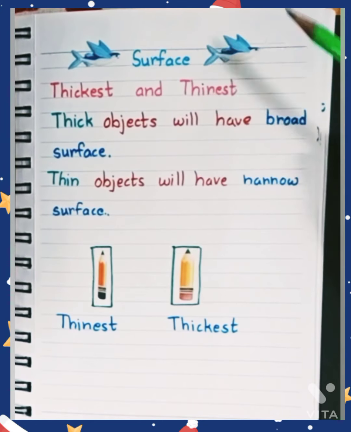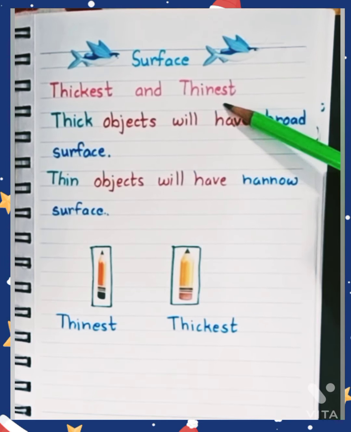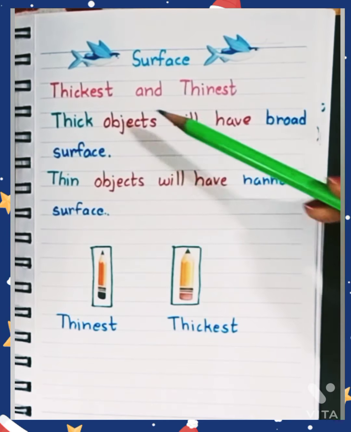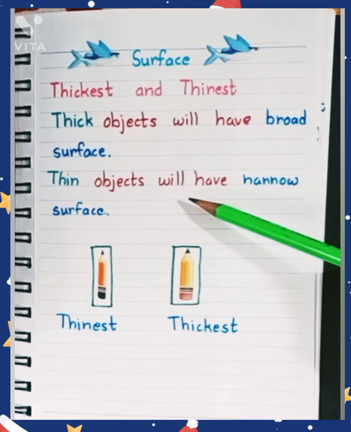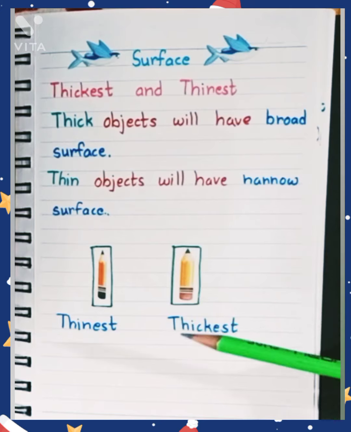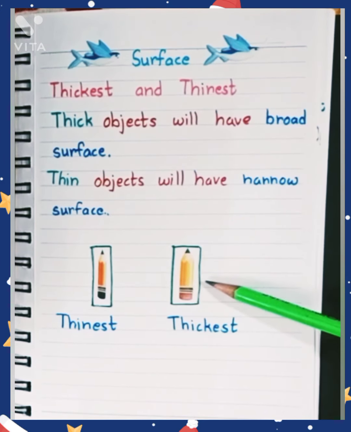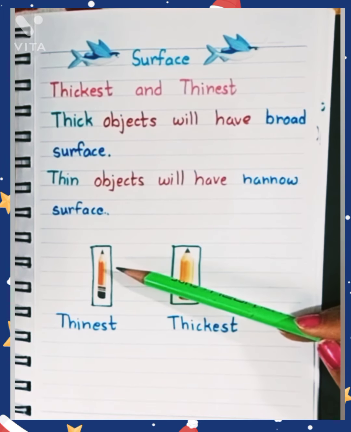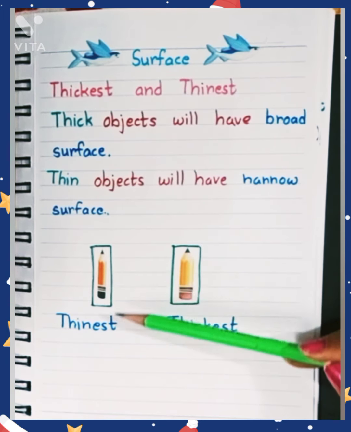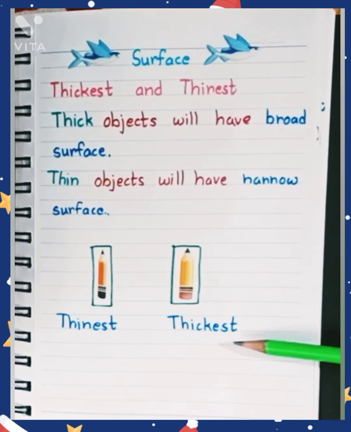Now let us learn about the surface. The surface can be thickest and thinnest. Thick and thin. Thick objects will have broad surface and thin objects will have narrow surface. Now look at this picture. This pencil is having narrow surface and this pencil is having broad surface. That's why the object with narrow surface is thinnest and the object with broad surface is thickest.